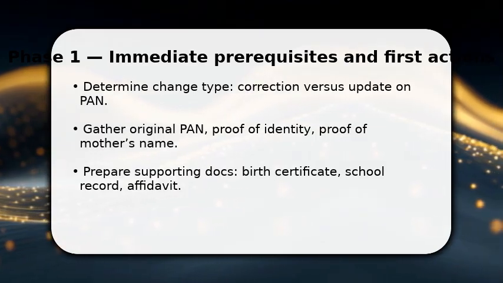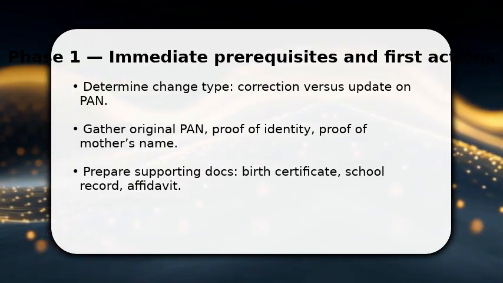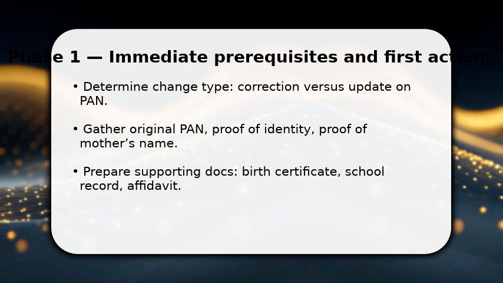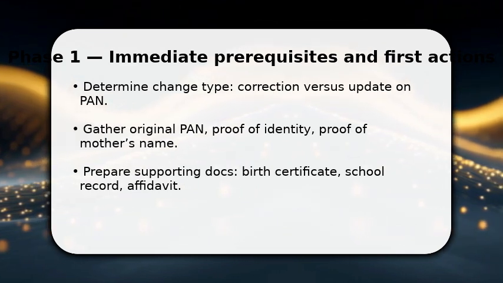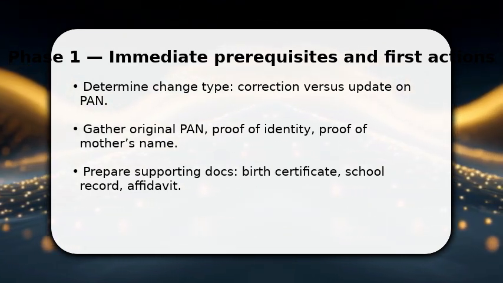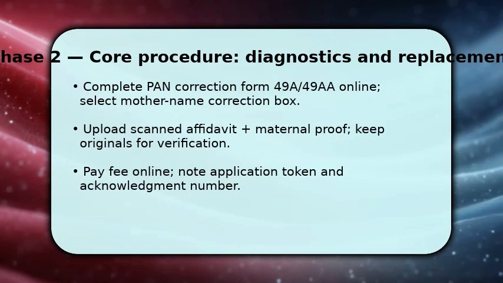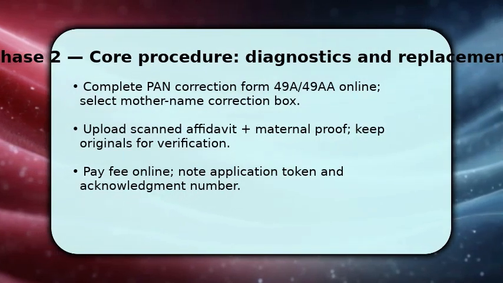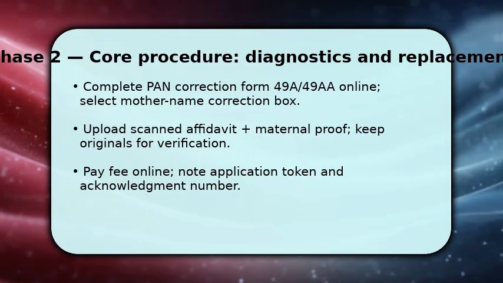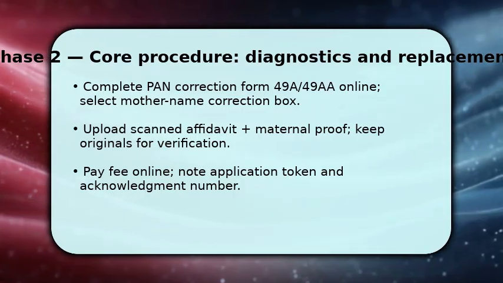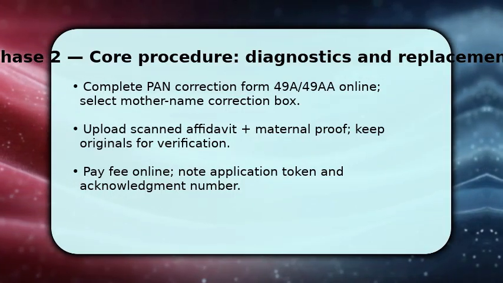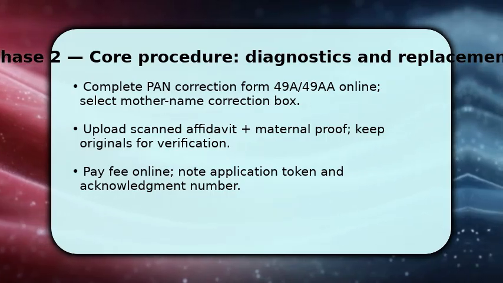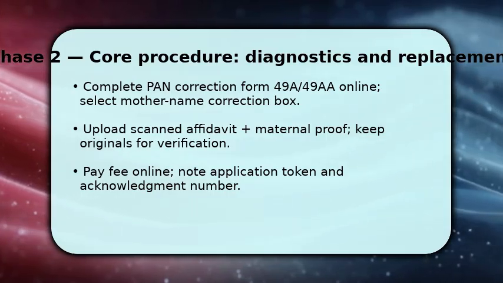Start the online PAN correction application now. Choose the option for name change of mother, because that directs which documents the system will request and why each one matters. You will fill Form 49A or 49AA for corrections, select the mother name field and enter the exact correct spelling. After that, upload your scanned affidavit, the maternal proof, and your ID proof in the specified formats.